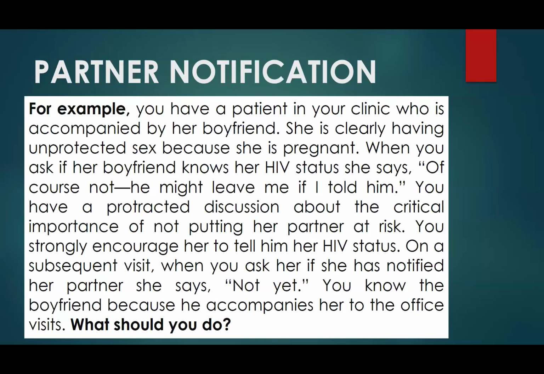You have a protracted discussion about the critical importance of not putting her partner at risk. You strongly encourage her to tell him her HIV status. On a subsequent visit, when you ask her if she has notified her partner, she says, not yet. You know the boyfriend because he accompanies her to the office visits. What should you do? Are you going to tell her boyfriend or not? Yes or no?